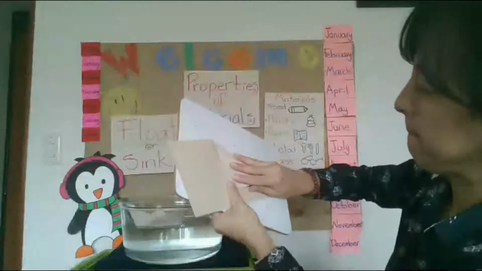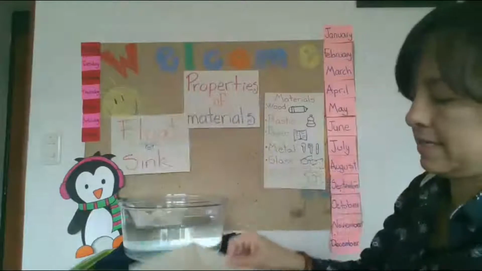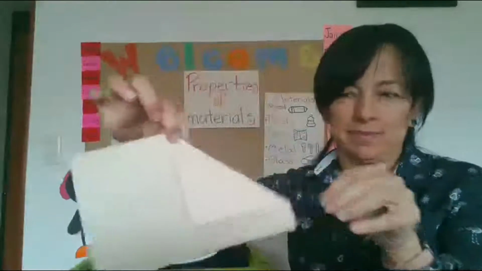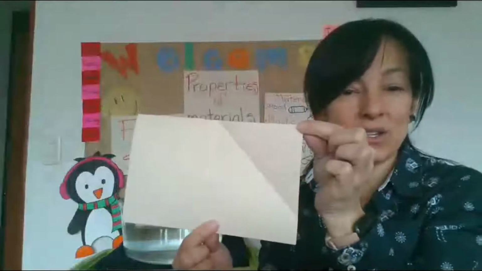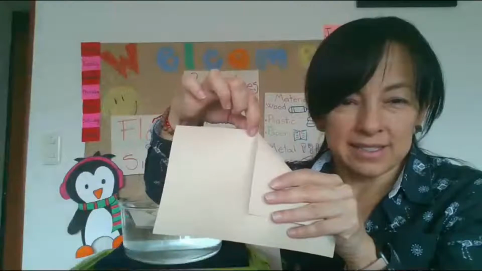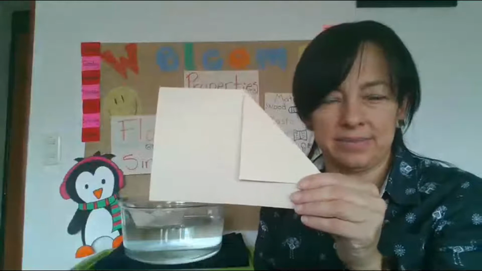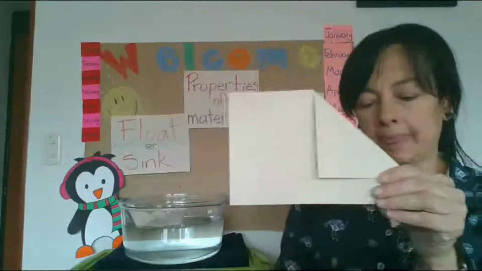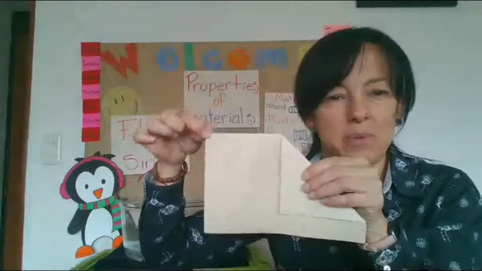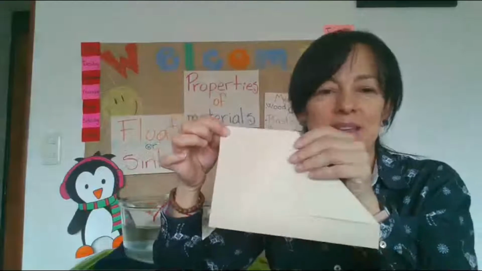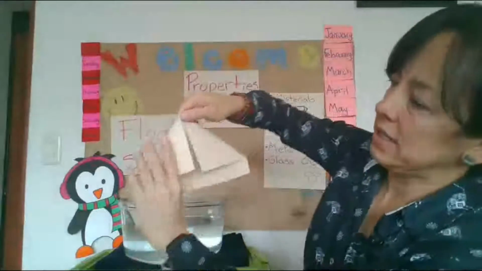Okay? And I press here like this. Okay, so I have my rectangle. I take this corner, I fold till the middle of the rectangle like this. And I'm going to do the same with the opposite corner, with the other corner, okay? So again, I fold the corner like this.